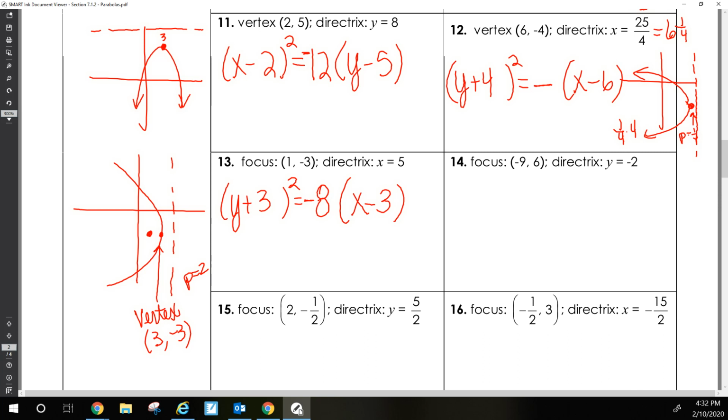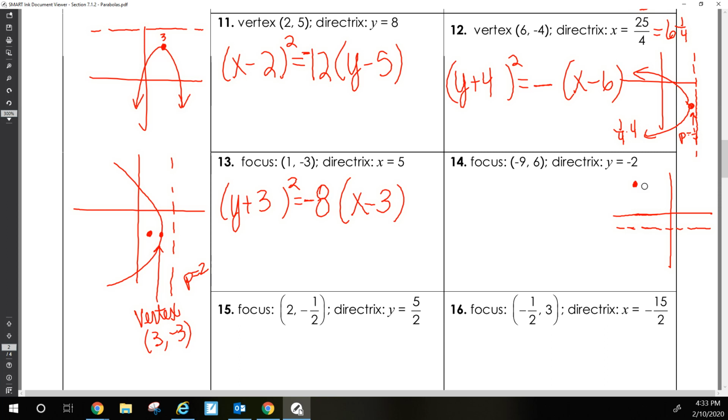All right, 14. These are going to be challenging. I love this. You guys are ready for this. All right, our focus is at (-9, 6), so -9, +6. Say it's up here somewhere. Our directrix is at y equals -2, crossing the y-axis at -2. So if this is my focus, this is my directrix, halfway between these guys is going to be my vertex.